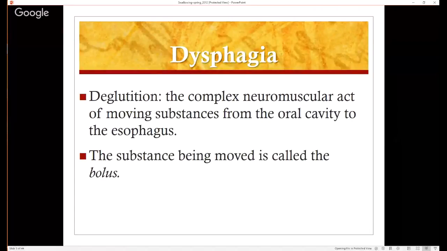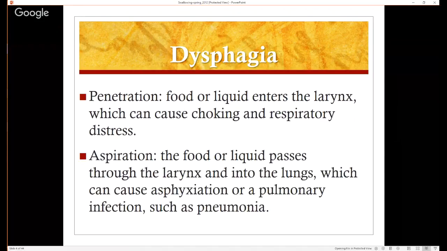Dysphagia, some of the terms we'll talk about include deglutition, the complex neuromuscular act of moving substances from the oral cavity to the esophagus. And the substance that's being moved from the oral cavity to the esophagus is referred to as the bolus. Penetration, food or liquid enters the larynx, which can cause choking and respiratory distress. An aspiration, where the food or liquid passes through the larynx and into the lungs, which can cause asphyxiation or a pulmonary infection, such as pneumonia.